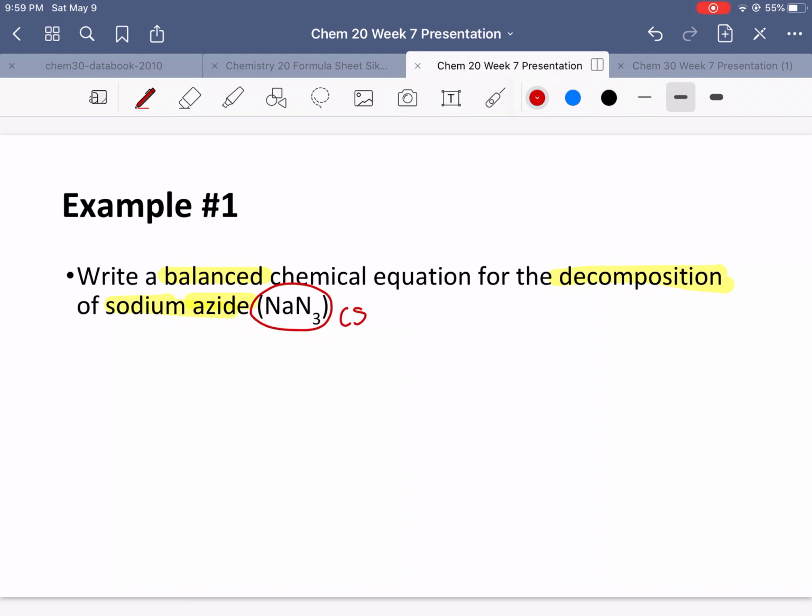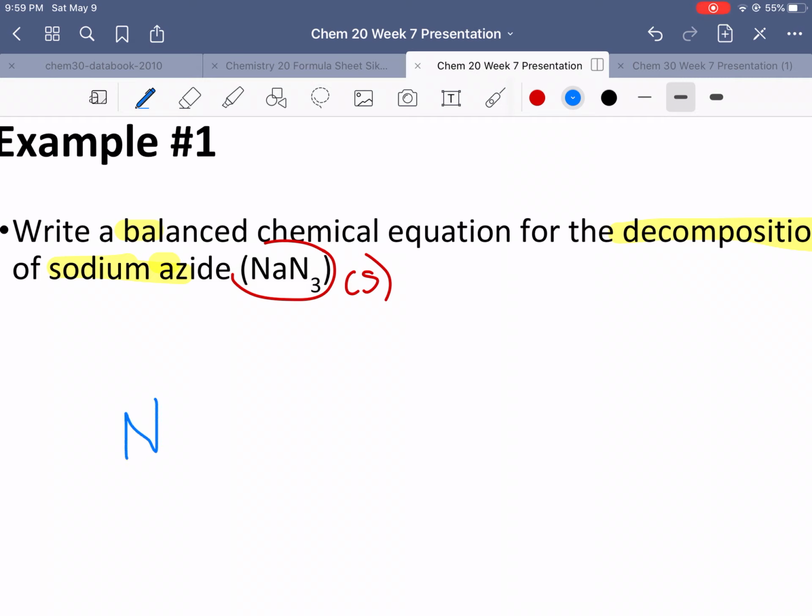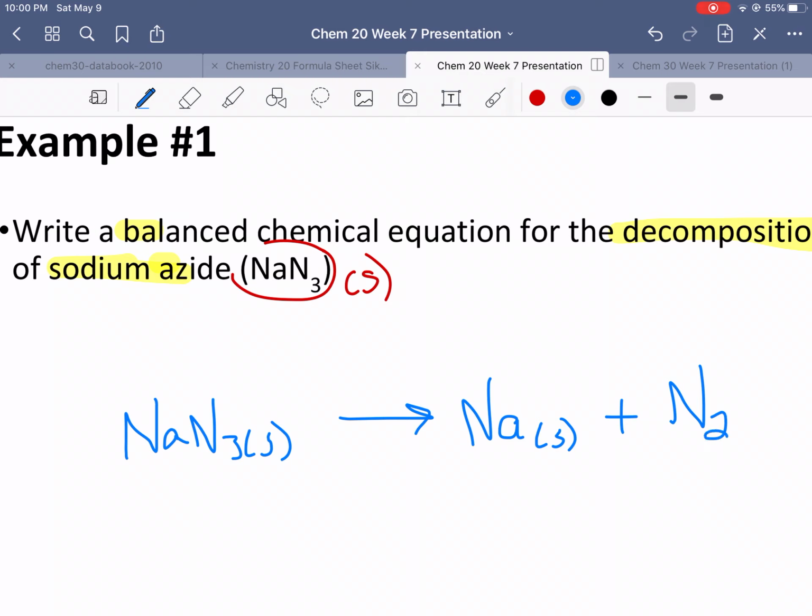The other thing I'll tell you is this is solid, which you wouldn't know otherwise. I wouldn't expect you to. It is decomposing, so we are not going to write it as though it's producing that. It is going to start as that sodium azide solid, and then it's going to split up into its individual elements, not ions. This is not dissociation. So it is sodium metal, not sodium Na+, solid metal plus, and it is going to split up into nitrogen gas, not N3 negative.